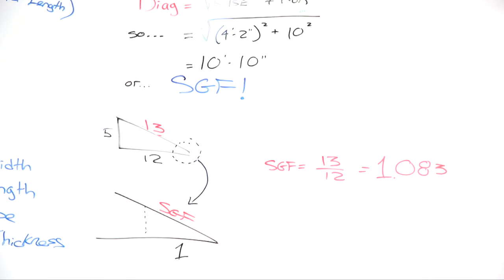1.083. That's a ratio. It's kind of a magic ratio because you can take that number and just do the multiplication. Any run you have times that number will give you the diagonal. So it's kind of the fast track for the Pythagorean theorem. You just take the run times the slope gain factor, and here's your answer. So you can try it. Do 10 feet times 1.083, and you're going to get again 10 foot 10 inches.